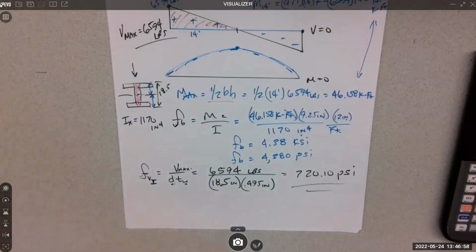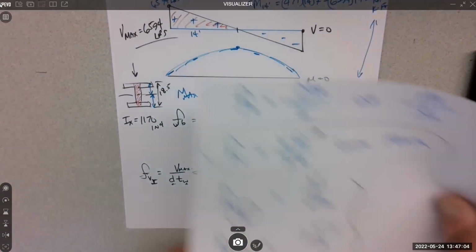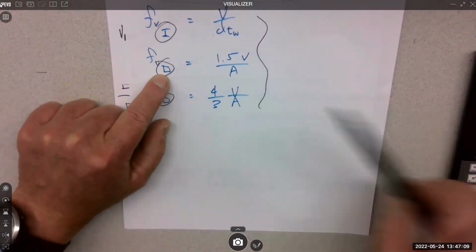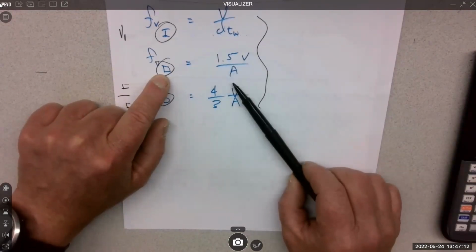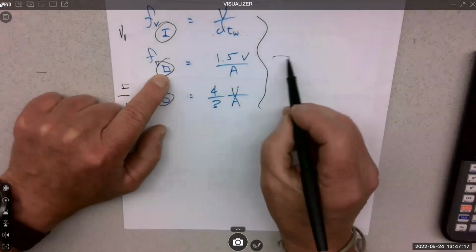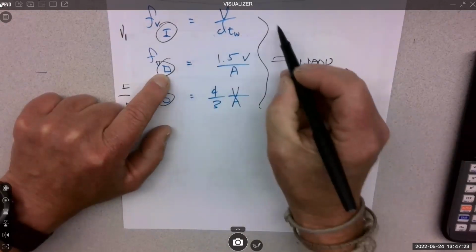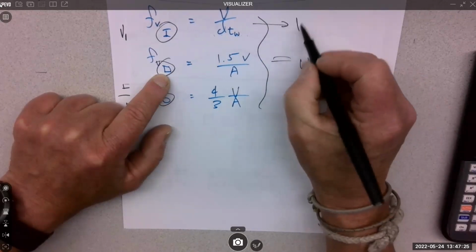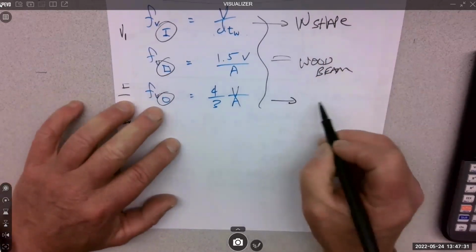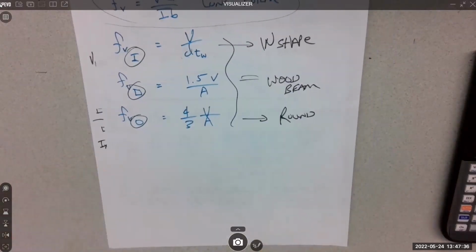So if it's not a W shape, and if it's a piece of wood, a timber, that's our rectangle. That equation is even simpler, 1.5 V over A. So this one typically is wood beam. This one is W shape. This one is round. Those are the common shapes that we use a lot.